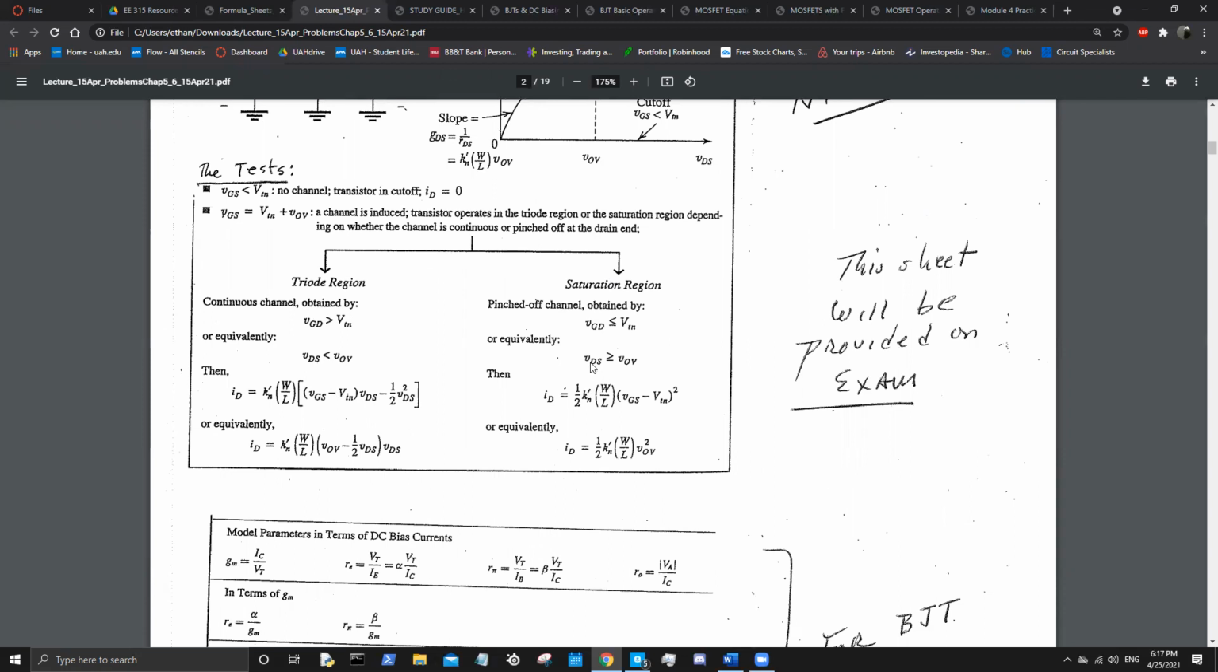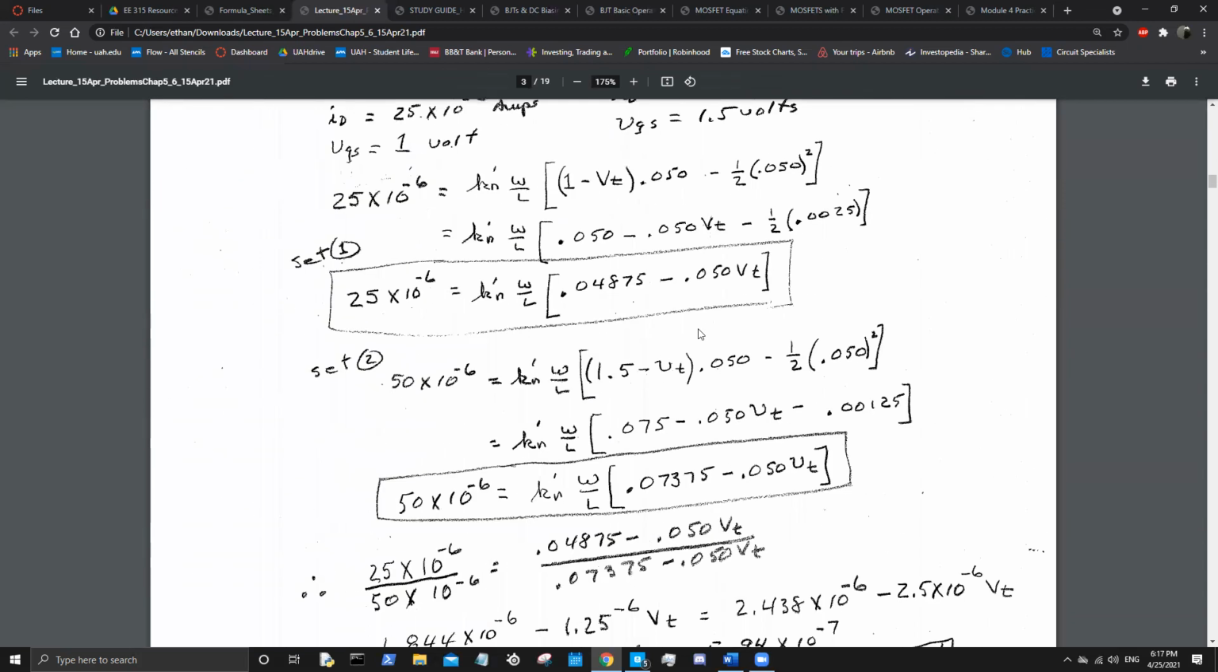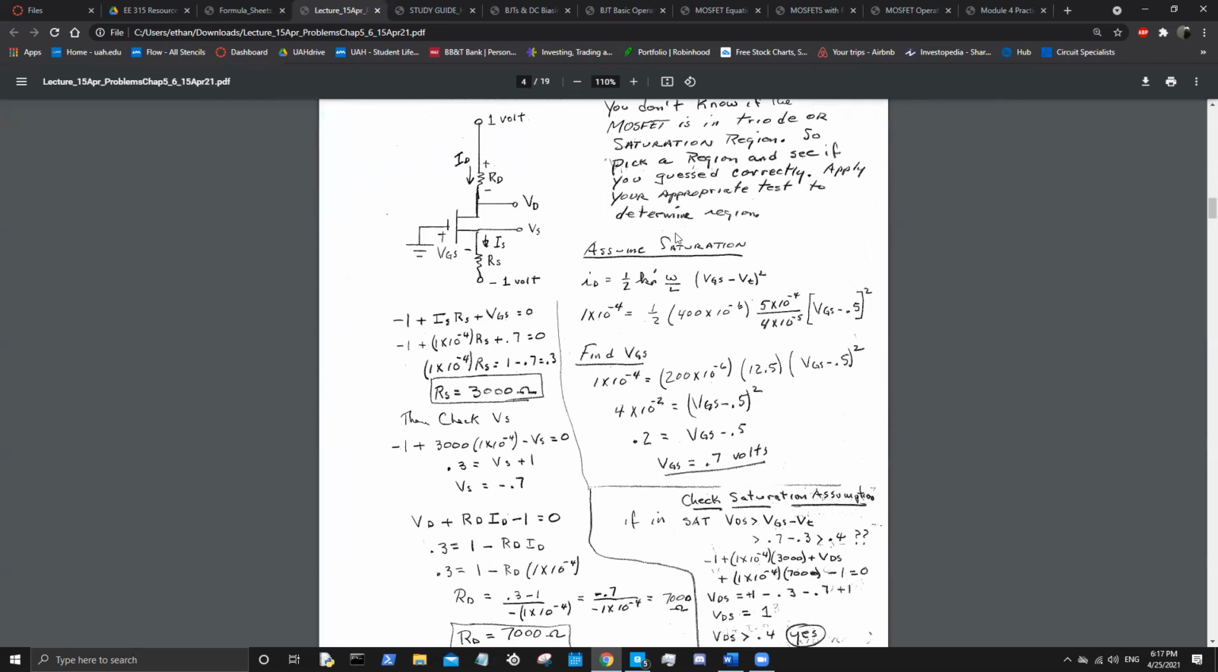And you'll see that he later tests the drain-source voltage versus the overdrive voltage, and it's greater than or equal to it. That also satisfies the assumption. It's a little too big now, so let's go down here.